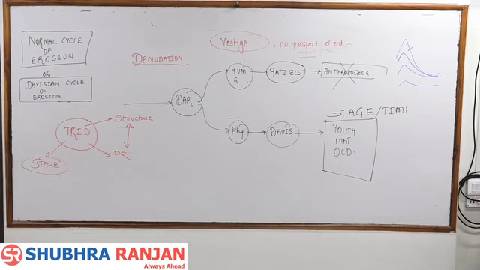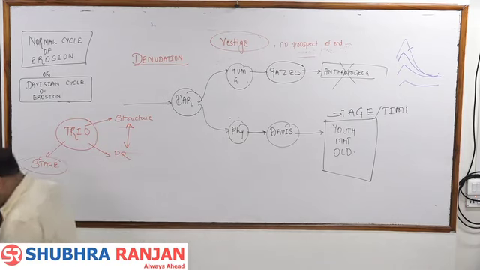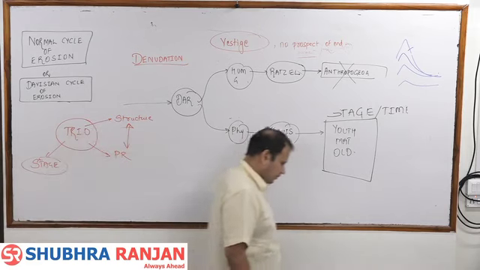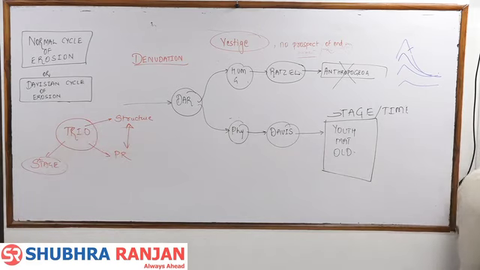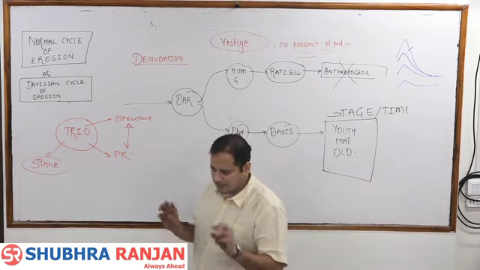Davis gave his theory on 3 factors known as the trio of Davis, that is structure, process and time.